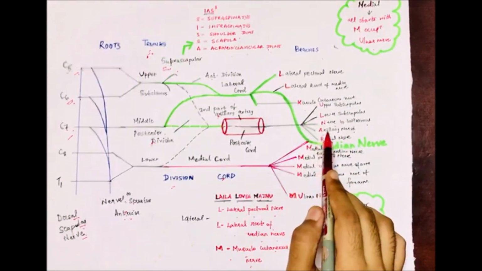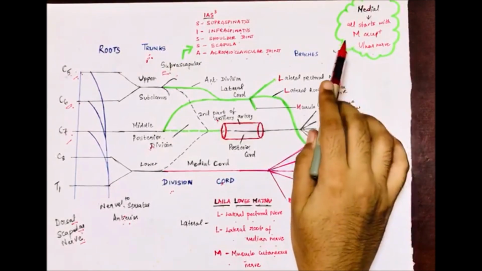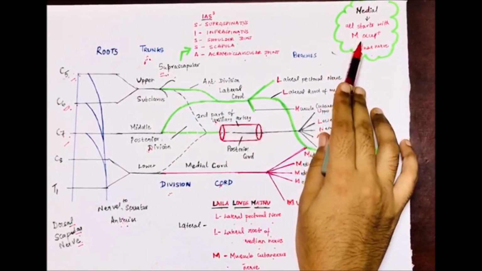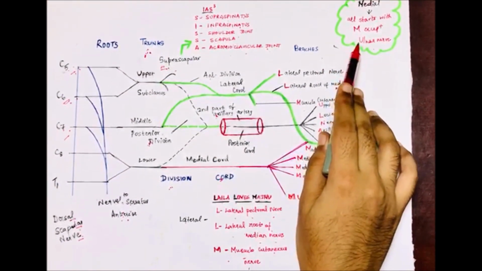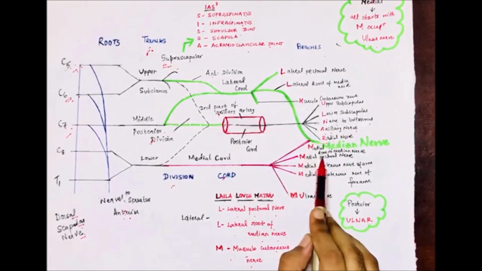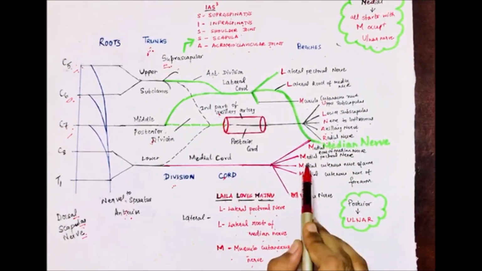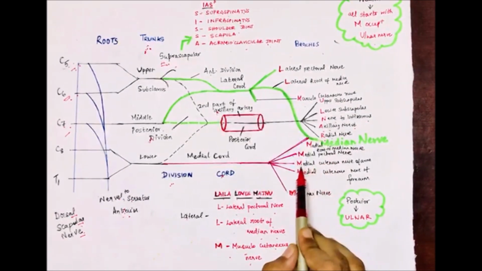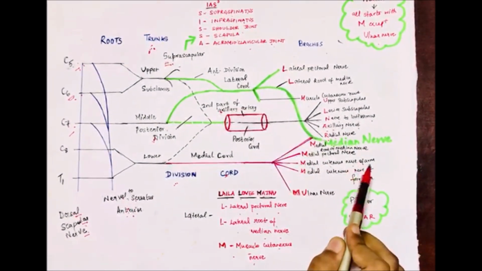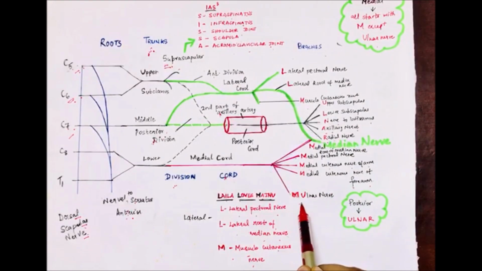Now, let us move on to the medial cord. The word medial and the branches of the medial cord begin with the letter M, except the ulnar nerve. So, M for the medial root of the median nerve, the other M for the medial pectoral nerve, M for the medial cutaneous nerve of the arm and the forearm, and the last U is for the ulnar nerve.